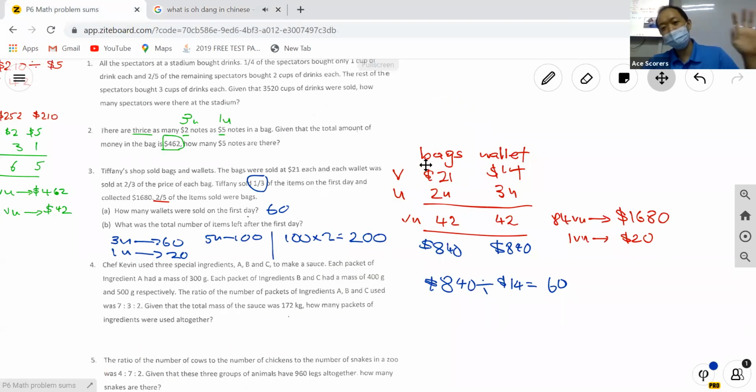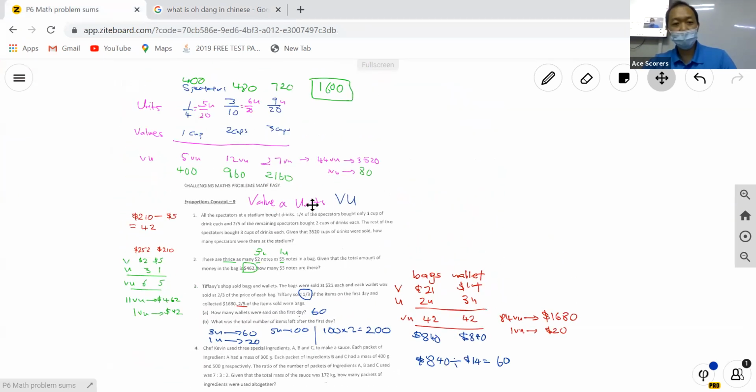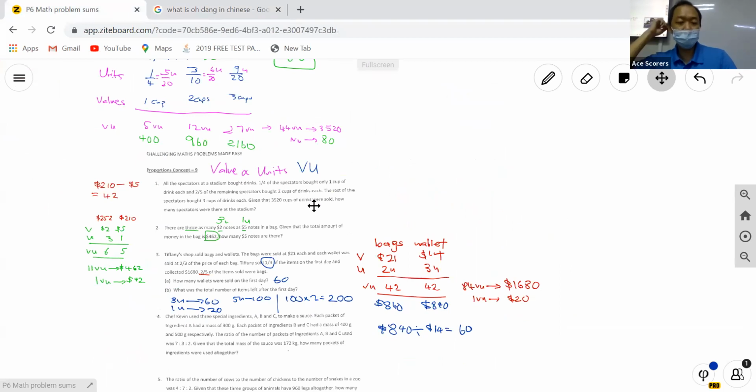Never mind. All right. So anyway, today is an introduction to VU. You're going to see a lot of this. It actually came out in last year's PSLE. Last year's PSLE was actually pretty good. They came out with all sorts of heuristics. So I should be able to find examples of this.